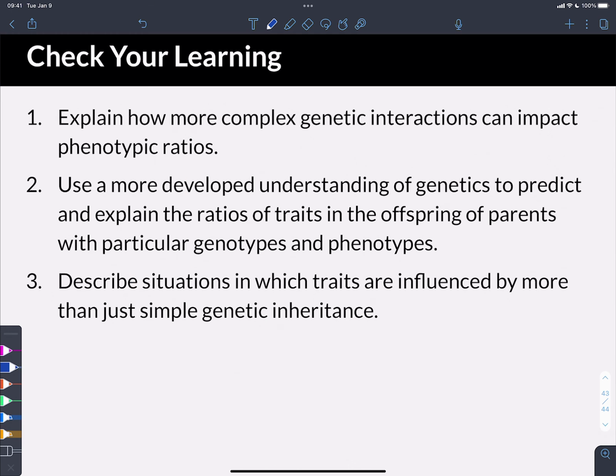As we wrap up this lesson, let's check our learning with the following. Make sure that you can explain how more complex genetic interactions can impact phenotypic ratios. Make sure that you can use a more developed understanding of genetics to predict and explain the ratios of traits in the offspring of parents with particular genotypes and phenotypes, if you're told what that situation is. And make sure you can describe situations in which traits are influenced by more than just simple genetic inheritance. If you can do those things, you're doing great. If not, that's okay too.